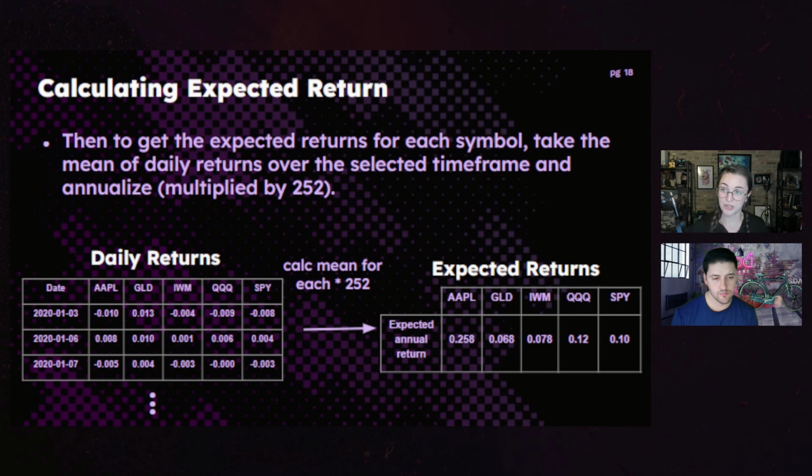Then to get our expected returns, we're going to calculate the mean daily returns for each asset during our lookback period, again, 2020 to 2023. And then we're going to annualize it by multiplying it by 252. That gives us our expected annual returns for each asset in our portfolio. So for Apple, it's approximately 26%. For gold, it's about 7%. For IWM, it's about 8%, and so on. Hopefully pretty simple so far. We just did our first step of modern portfolio theory. We calculated our expected returns, annualized, for each asset in our target portfolio.